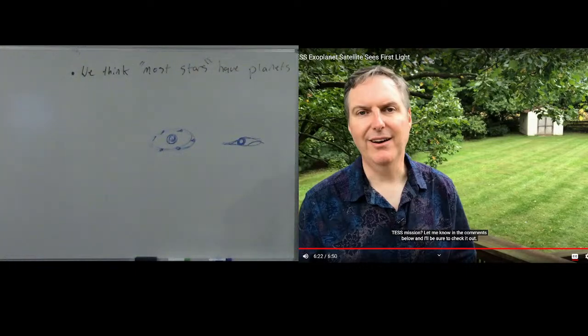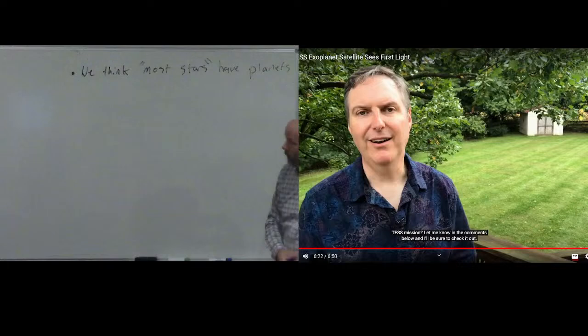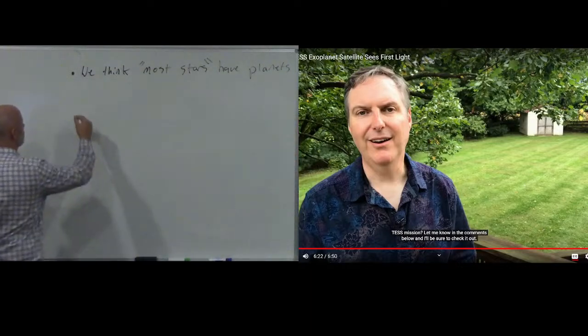Obviously, we can't see every star, and even if we can't detect a planet, that doesn't necessarily mean that there's not a planet there. But we think that most stars have planets. You just have to know that. Okay? The other thing that we really need to take away from this is how we're detecting them.